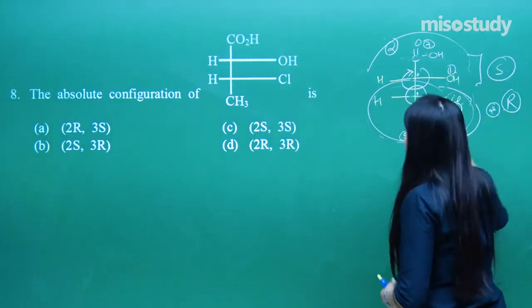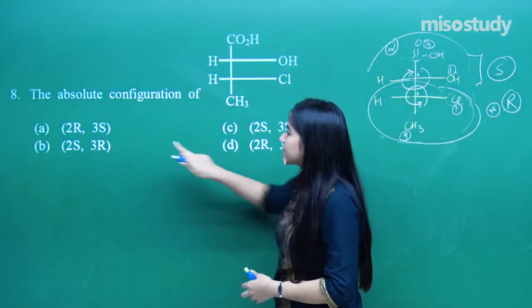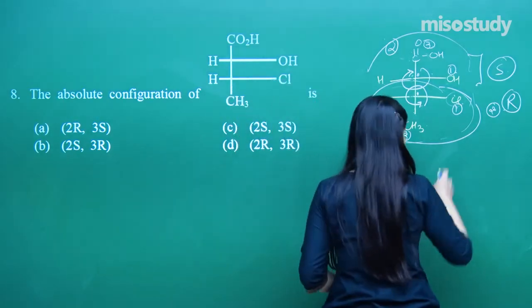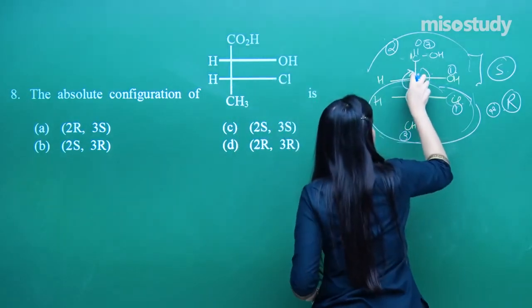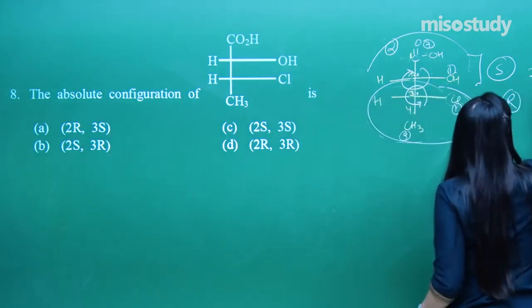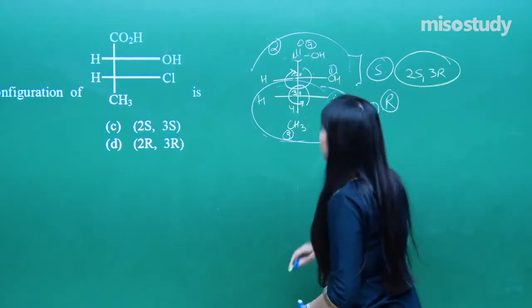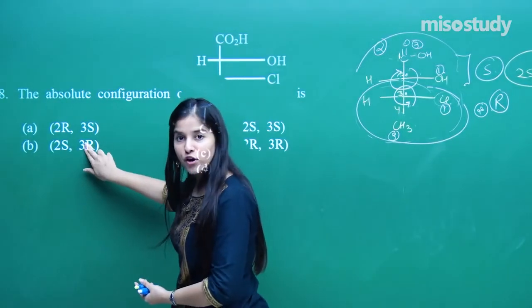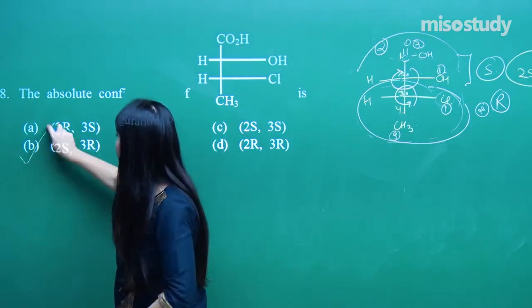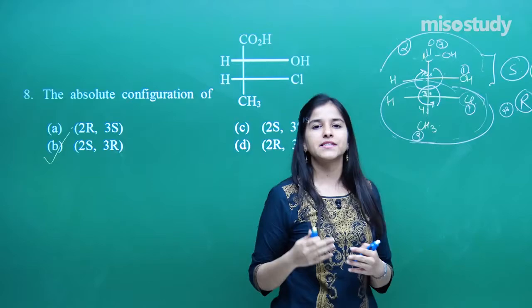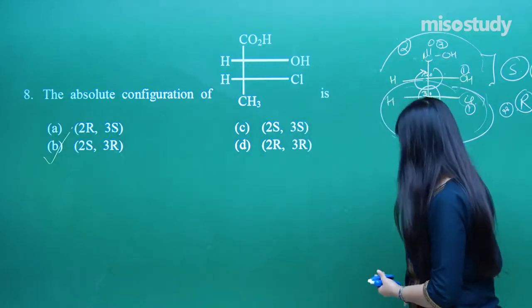So S and R. I need to number the carbons as well to find out my correct option. So it would be 1, 2, 3, 4. That means 2S, 3R is my answer. Can you find out? 2S and 3R. Definitely we have got the option over here, which is B. So I hope you all have got it too. It was super easy. You just need to assign the priorities and that is what you need to do.